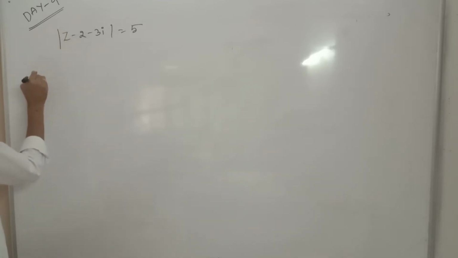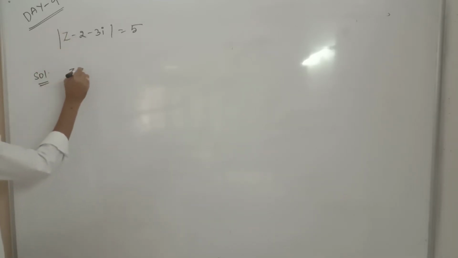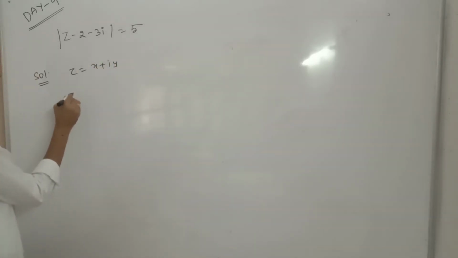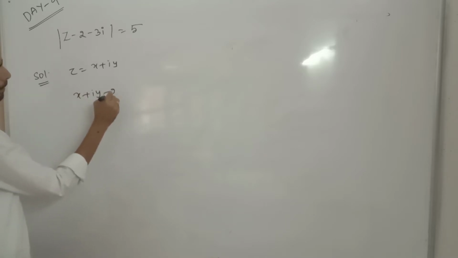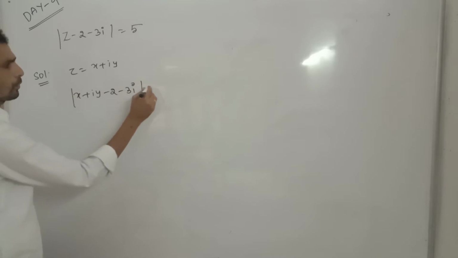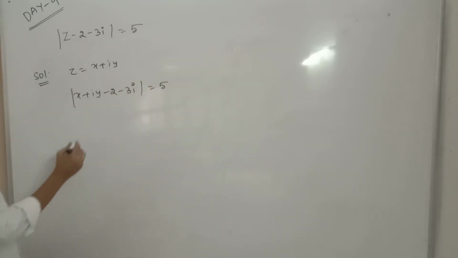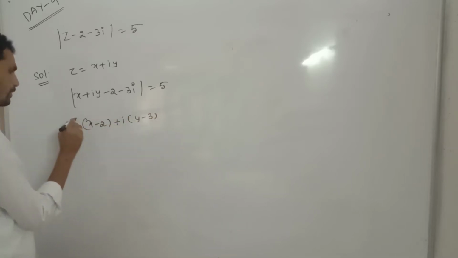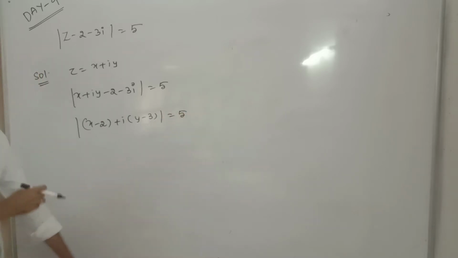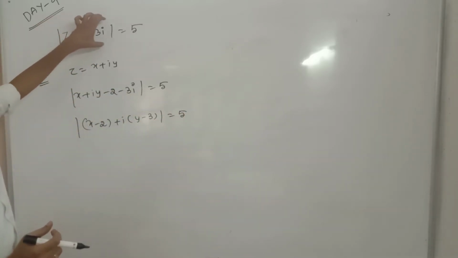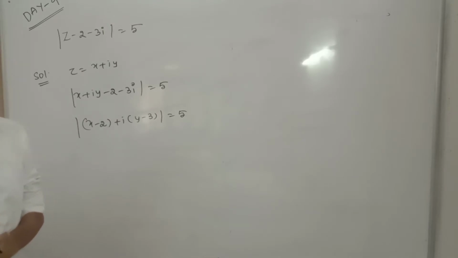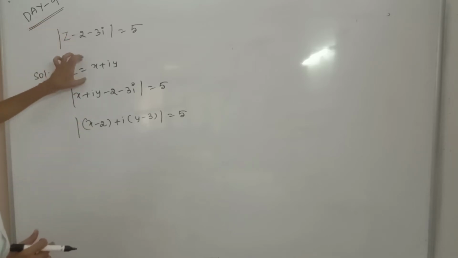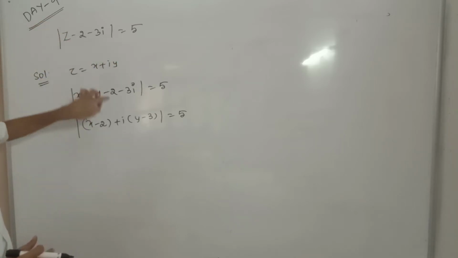First of all, consider the solution: z is equal to x plus iy. So here x plus iy minus 2 minus 3i, modulus is equal to 5. What is the real part here? The real part is x minus 2, and the imaginary part is y minus 3, and this is equal to 5. Once again I will repeat: |z minus 2 minus 3i| is equal to 5. Find the locus equation. Locus means each and every geometrical condition is a locus. So in place of z, substitute x plus iy.